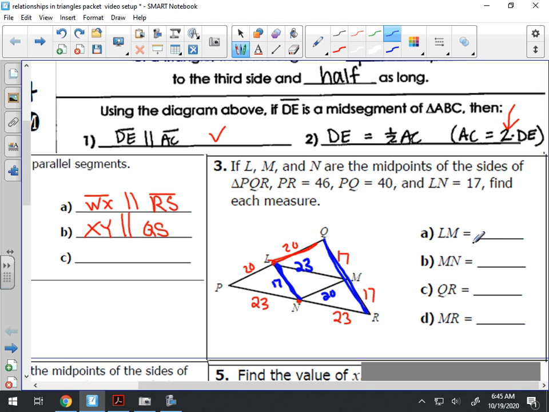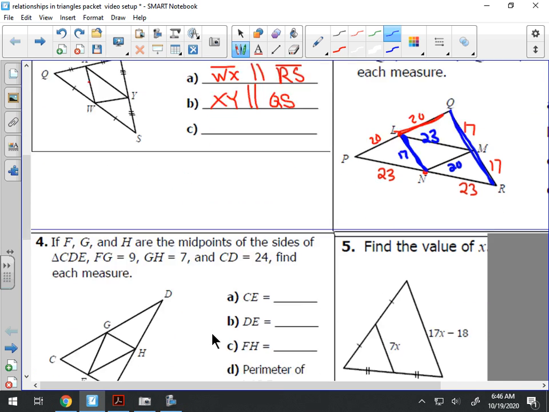All right, LM. I have everything labeled. L to M is 23. MN is 20. Q to R would be 17 plus 17. And M to R would just be half of that. So hopefully we get to do that again. I'll get to show you that math again.